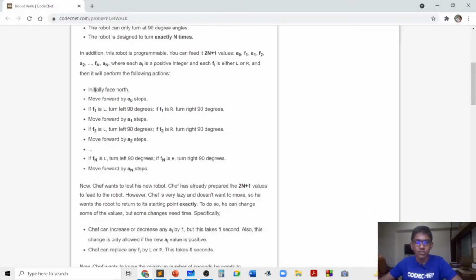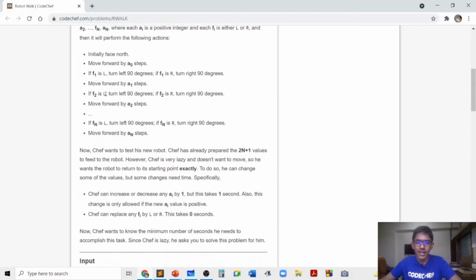So the actions are the following. It first moves north, so we can consider it to move in the positive y direction. Then it basically moves a0 steps in the positive y direction. Then if it's left, it turns 90 degrees, so it basically moves in the negative x direction by a1 steps. Or if it's right, it turns 90 degrees and it basically moves right by a1 steps, or basically the change in x is plus a1.